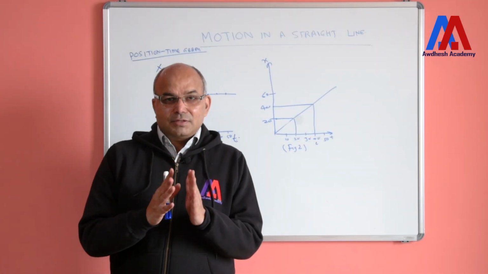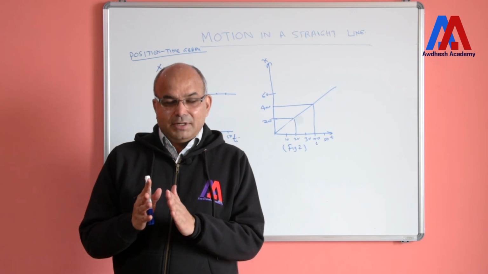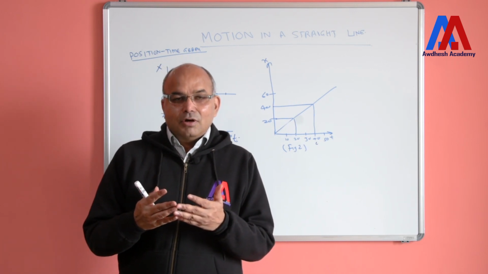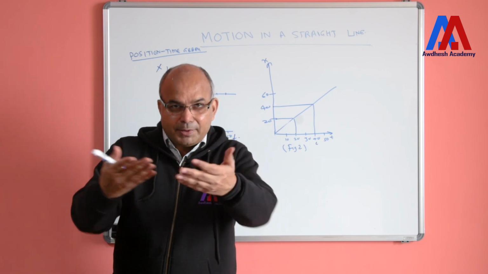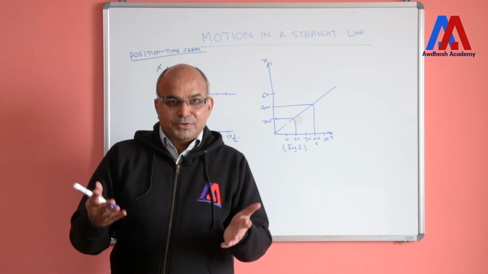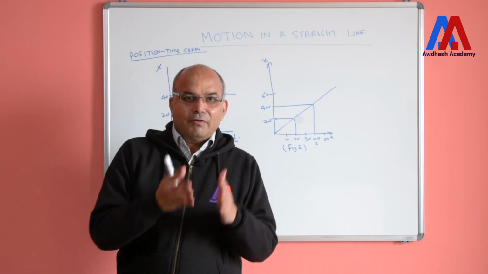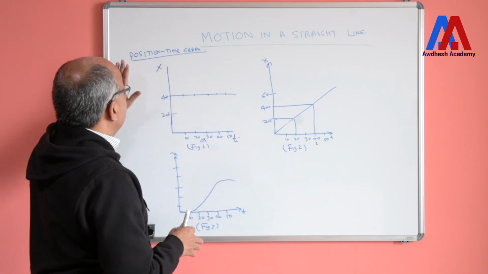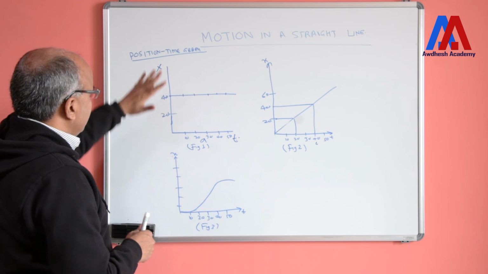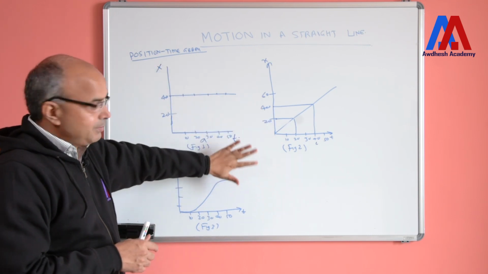So we have understood what path length is, we have understood what displacement is, and now we are going to understand how we can represent the movement of a particular particle or an object in the form of a graph. This is called a position time graph. Now here we see three graphs which I am going to explain to you.